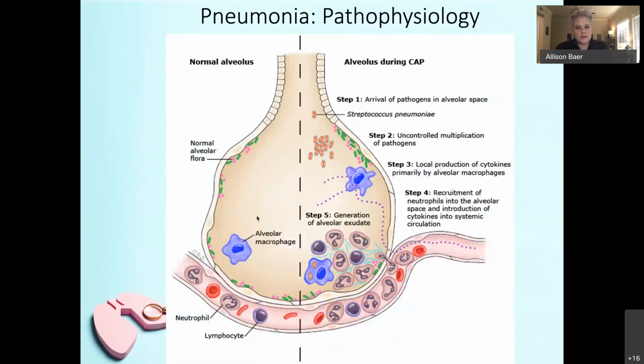So the picture of this looks pretty similar to ARDS. It's just hopefully not as severe. You're not going to see as much of that swelling, not as much of that damage yet. It can progress to an ARDS picture, but you're going to start off with step one, which is usually the arrival of some kind of pathogen. So that bacteria or virus gets into your lungs and starts multiplying.